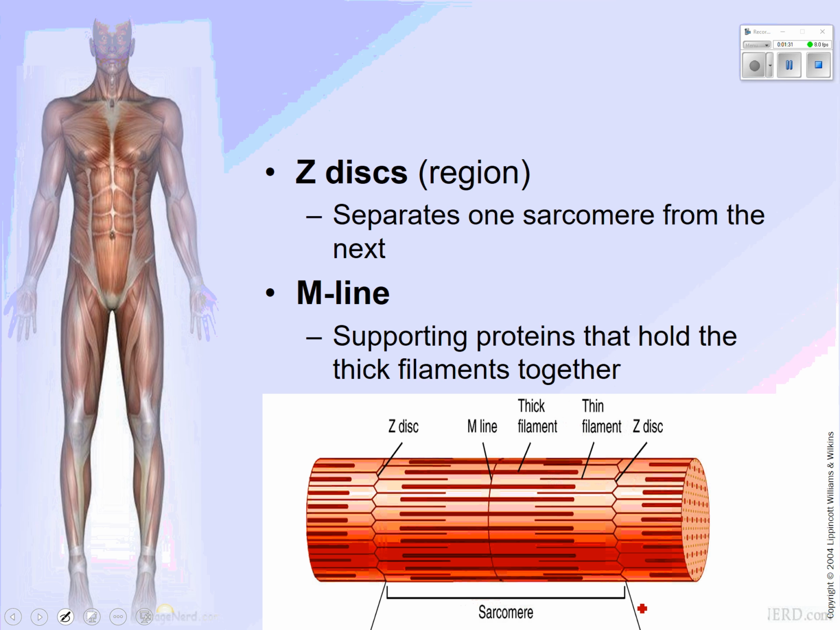Next we just talked about the Z disc to Z disc. That is the region that separates one sarcomere from the next. The M line is in the middle of the sarcomere. It's supporting proteins that hold the thick filaments together. Just to give you an idea of the sizes, the thick filament is about 16 nanometers, whereas the thin is about 8 nanometers. So the thick filaments are about twice as thick as the thin filament. This picture shows the relationship of the zones of that muscle fiber filament.